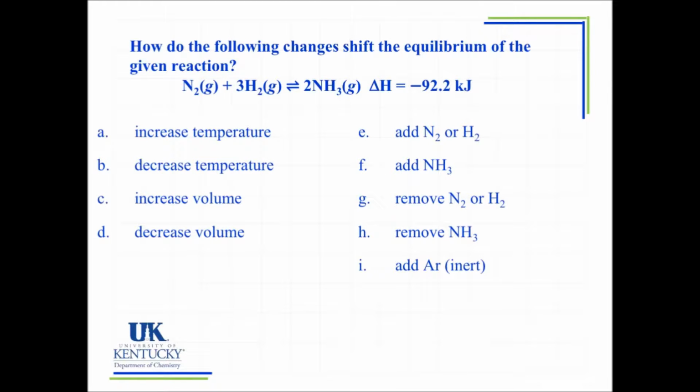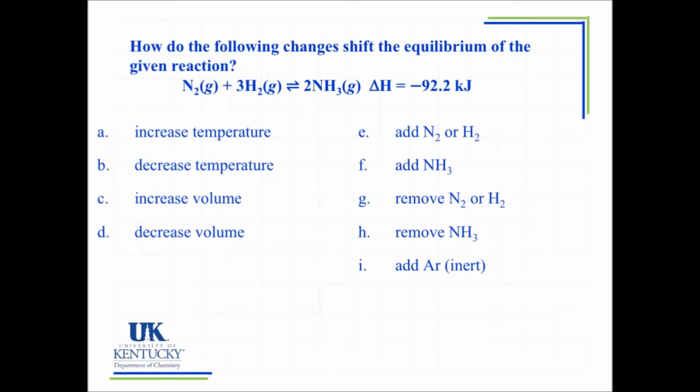This problem shows us a reaction, a system at equilibrium, and what we need to do is figure out if we make these changes, how is that equilibrium going to be shifted? Are we going to shift towards the formation of more products, or towards the formation of more reactants? To do this, we use Le Chatelier's principle, which tells us that if we have some change to a system, the system will respond to minimize that disturbance.